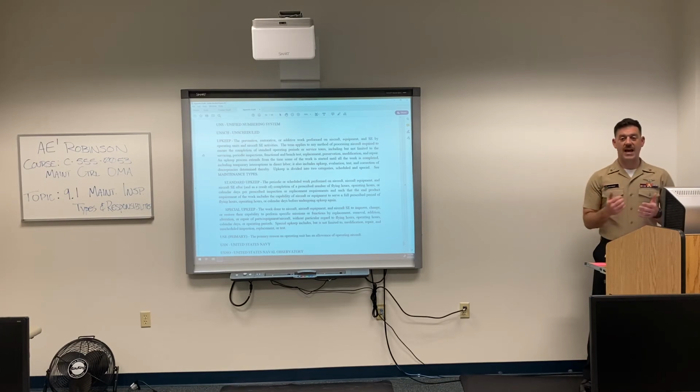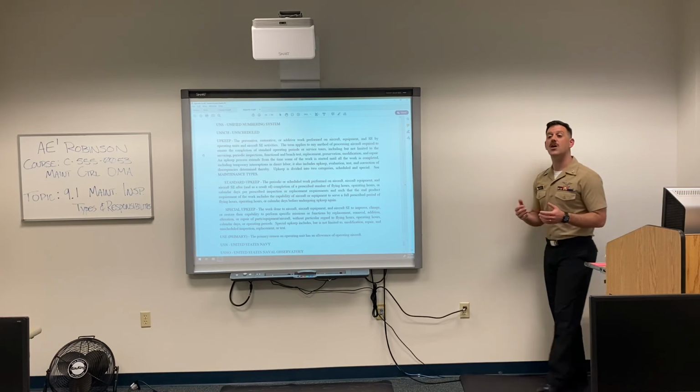Our next category of upkeep is going to be our special upkeep. This is non-recurring work. This is done on aircraft, equipment, or SE to improve, change, or restore the capability to perform specific missions or functions by replacement, removal, addition, or alteration of equipment on the aircraft. Special upkeep is going to include our non-recurring one-time inspections, unscheduled maintenance, or those technical directives that have to be incorporated at the O level.